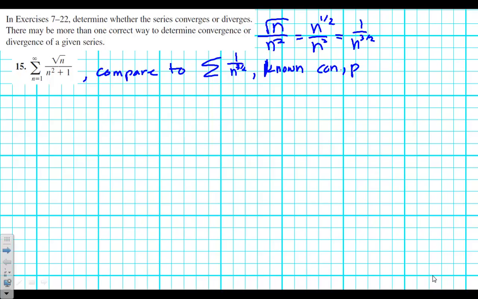Why? Because it's a p-series with p greater than 1. Are we okay with that start? Yeah. So now let's write out the limit part of the limit comparison test.